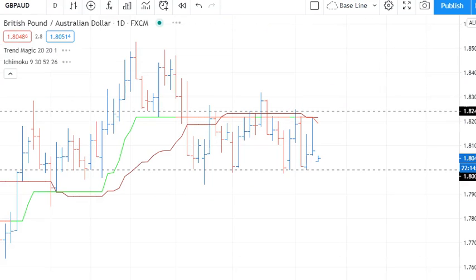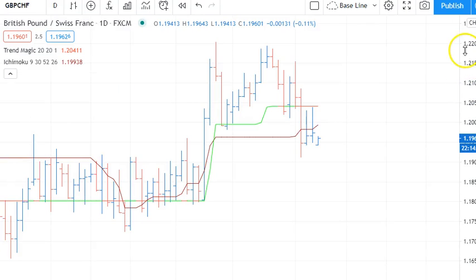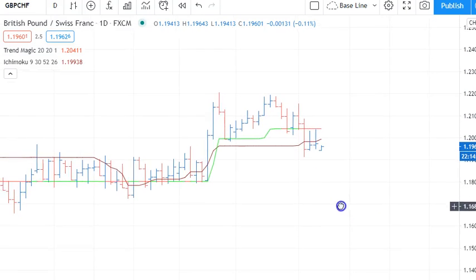Pound AUD is sitting just on a strong support area. A break of that is definitely, in my humble opinion, worth a trade. Pound Swissy has come back from its attempt to get going.